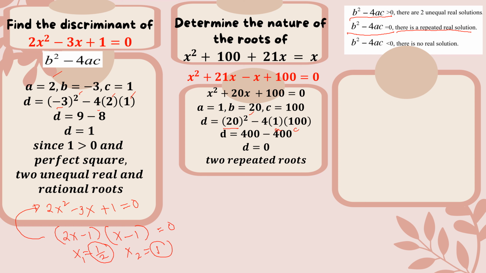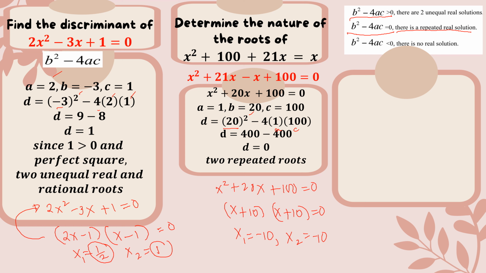Because a quadratic equation always has two roots. Remember that x squared plus 20x plus 100 is a perfect square trinomial in which the factors are x plus 10 times x plus 10. Therefore, our first root will be negative 10 and our second root will be negative 10.